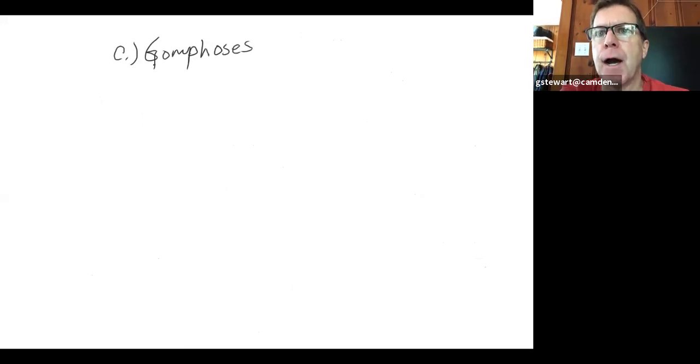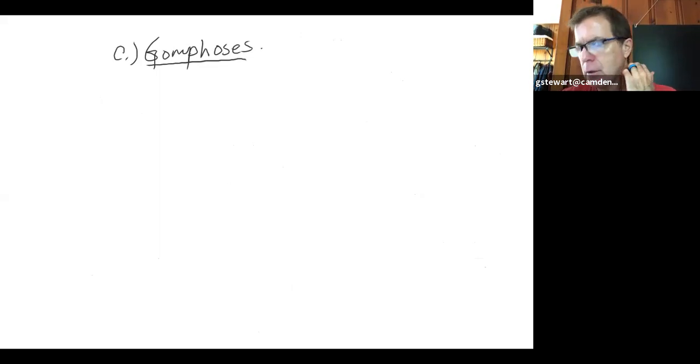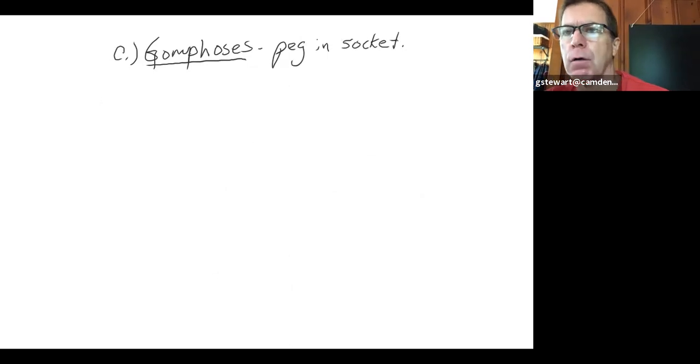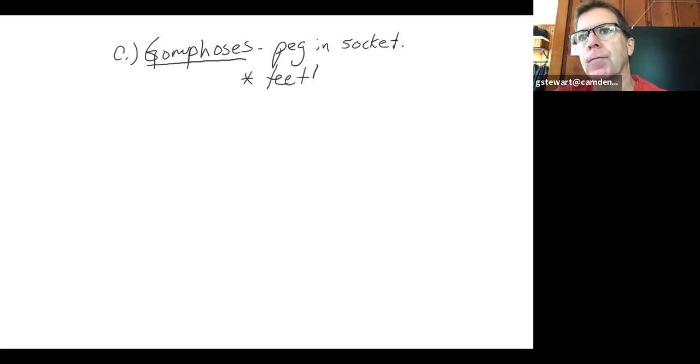That's pronounced gomphoses, G-O-M-P-H-O-S-E-S. This is basically, the word just means peg in socket. It's like a nail going into a piece of wood or a hole. The only place we find this in the human body is the teeth, where the teeth actually articulate with the maxilla and mandible.